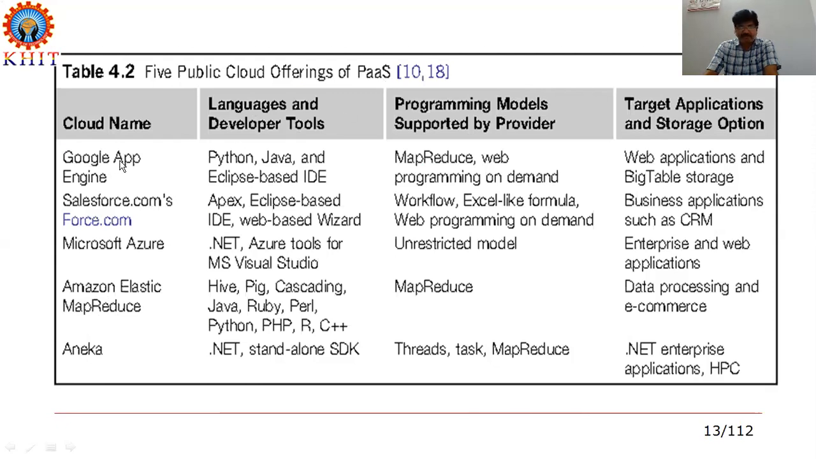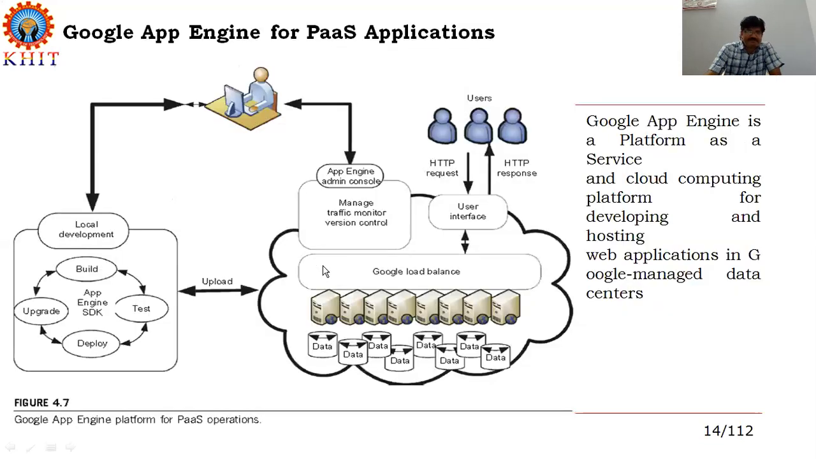So the Google App Engine will provide various tools. IDE stands for Eclipse IDE. Eclipse IDE acts as a tool that developers can use for executing software. And MapReduce is another programming model which can be used for huge data to perform some big data concepts. Some of the applications developed with the help of PaaS, Google App Engine, are web applications or big data tables, like those listed here.